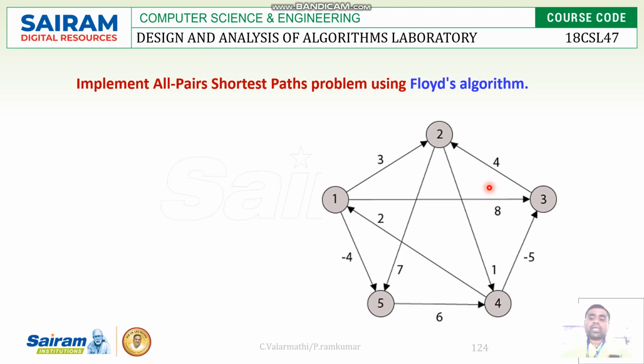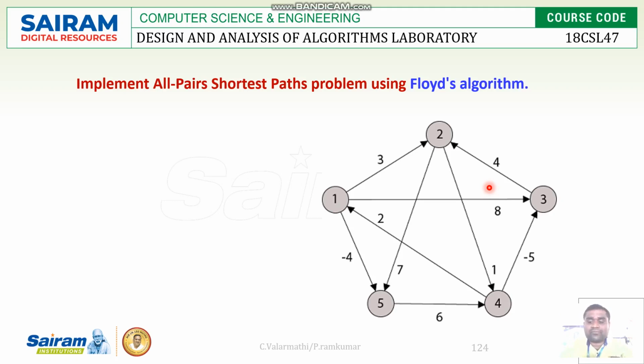Next, I have to find the distance. So now let 1 be u and 2 be v. Assume that 1 is u, 2 is v. So d of u comma v is 3. And d of u is 0. d of u means the distance of 1 from the vertex 1, the same vertex, so it will be 0. d of u comma v is 3 and d of v, vertex 2, is infinity.